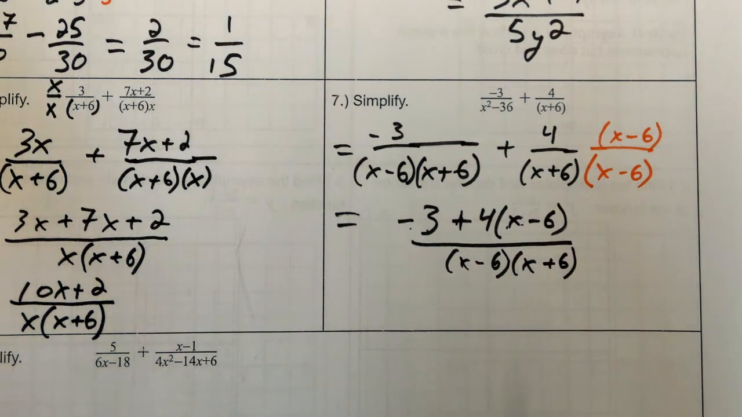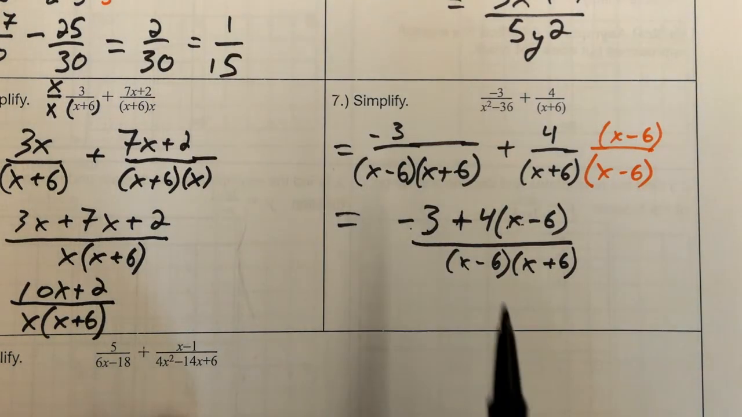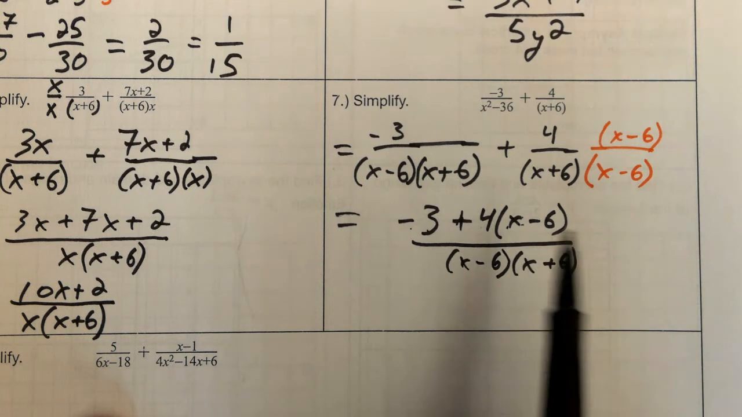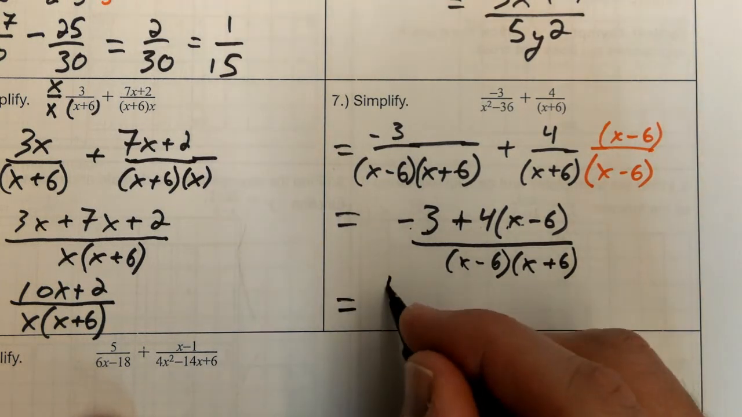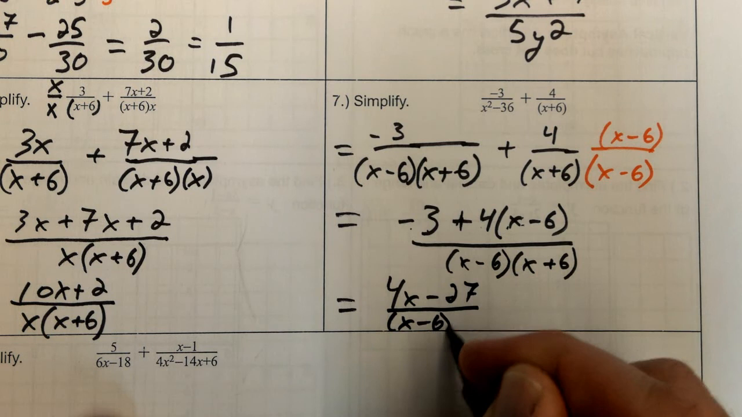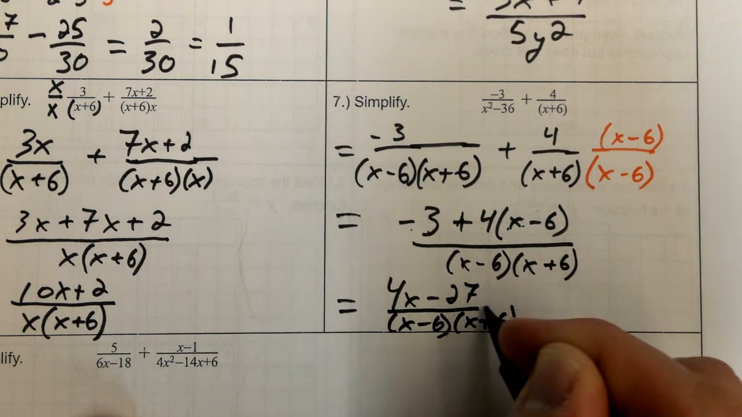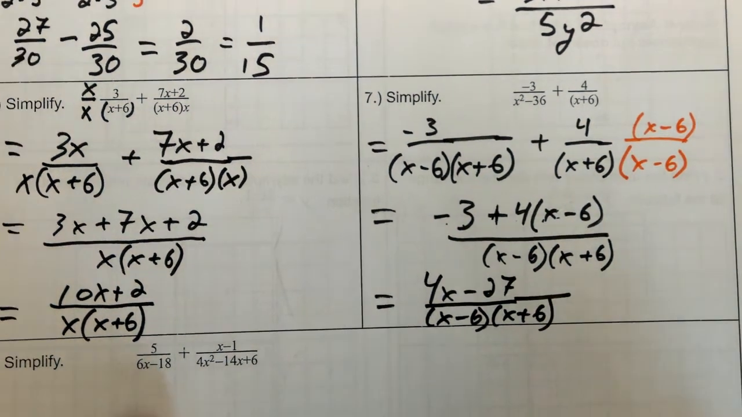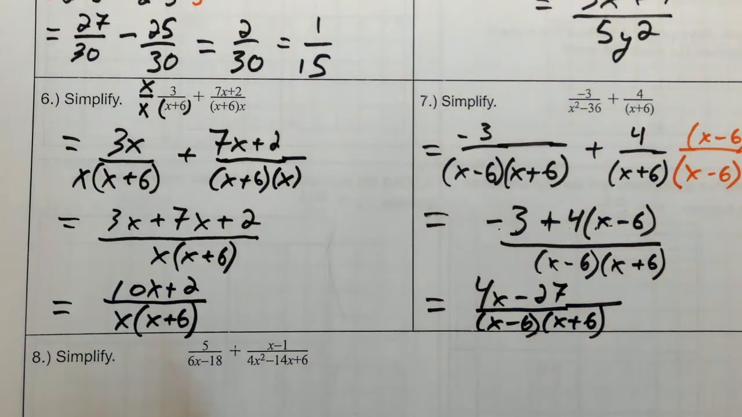All right, you should probably clean up the top. So simplifying the top would be distributing the 4 and adding like terms. So when you do that, you end up with 4x minus 27, all divided by x minus 6, x plus 6.